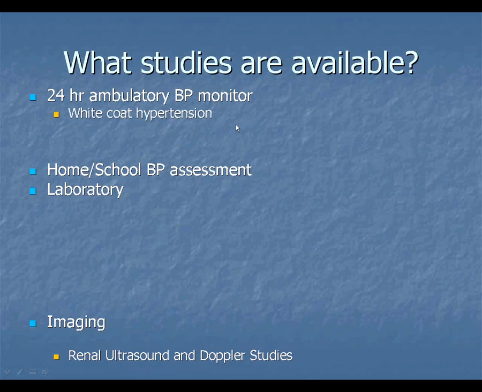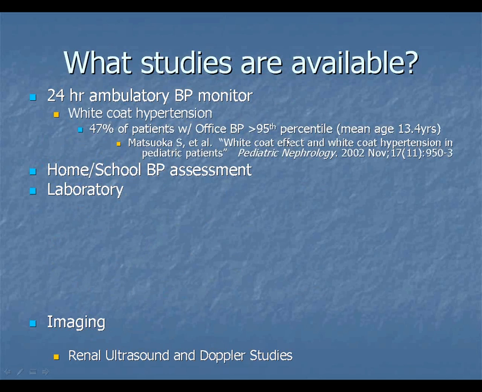White coat hypertension is extremely prevalent in the pediatric population. This recent study showed that 47% of patients that had a mean age of 13, that had an office blood pressure greater than the 95th percentile, actually showed evidence of white coat hypertension and not true hypertension. If that is the case, it would eliminate the need for several other studies like echocardiography, renal ultrasound, lab work, and sometimes brain MRI and 24-hour urine studies.